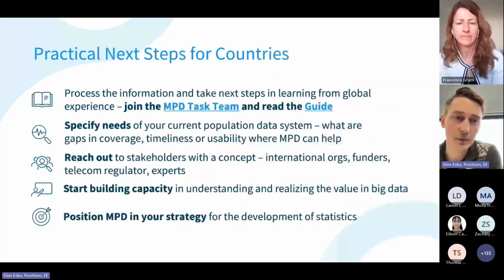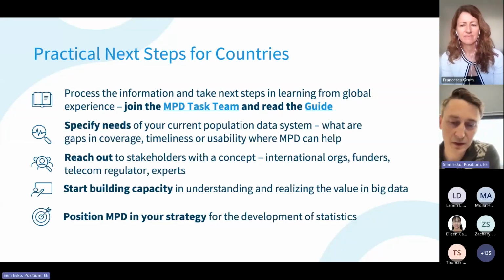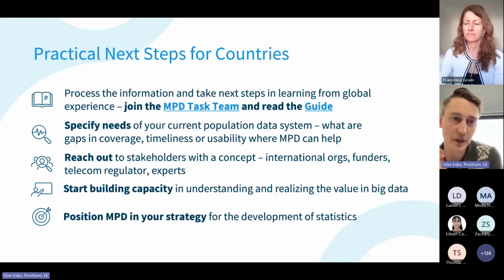So what can you do as practical next steps? First thing, I believe that you have a lot of information to process from this webinar, but do join the mobile phone data task team. Link will be in the slides. And then also read the guide on use of MPD for dynamic population mapping.